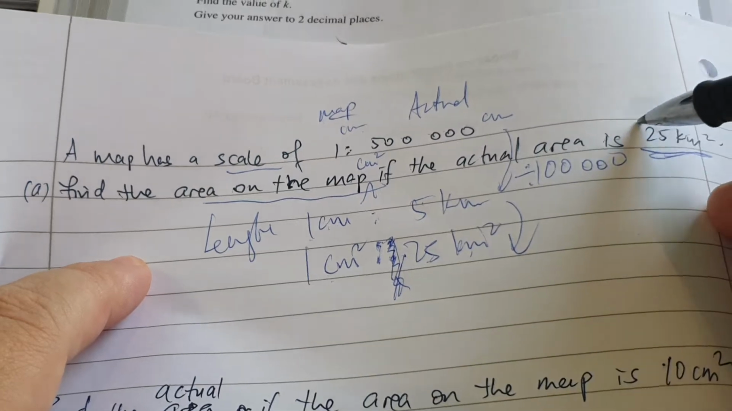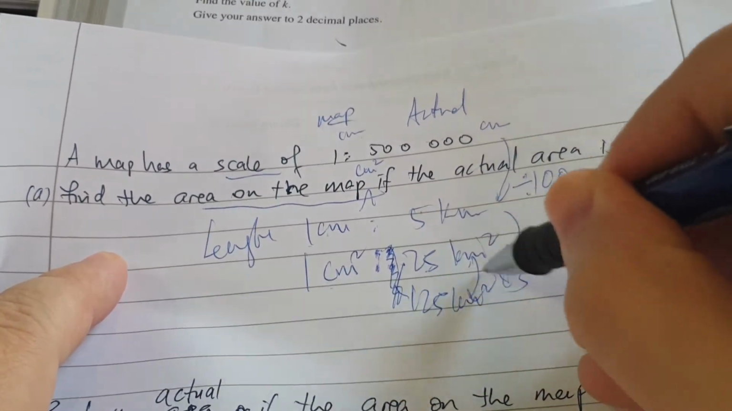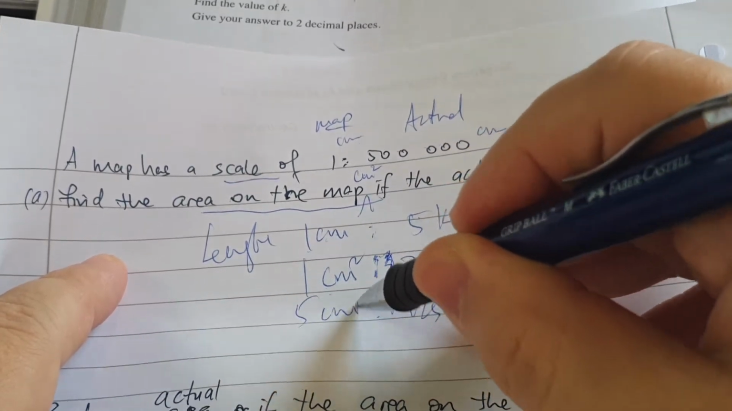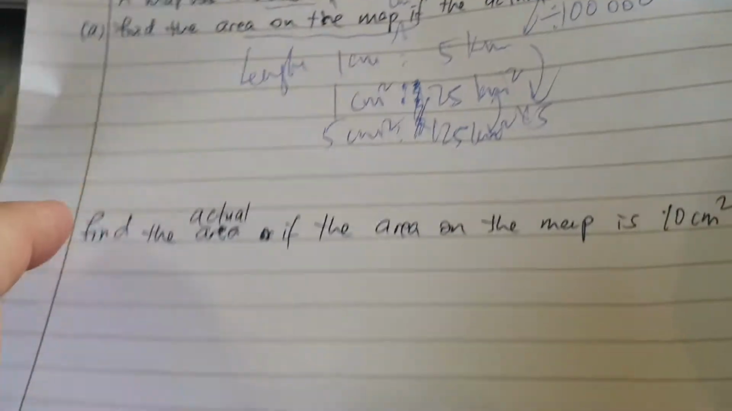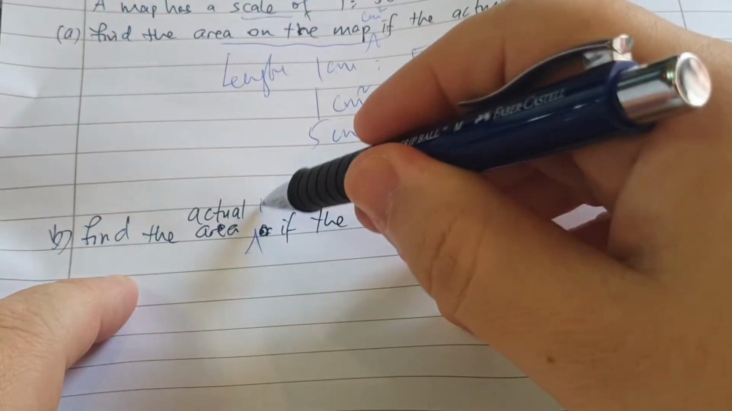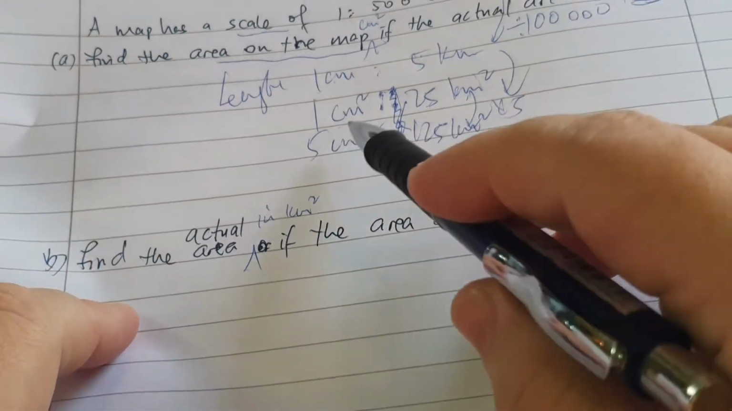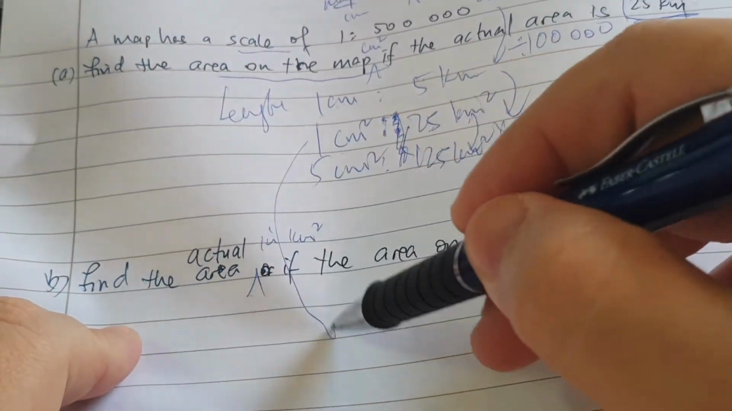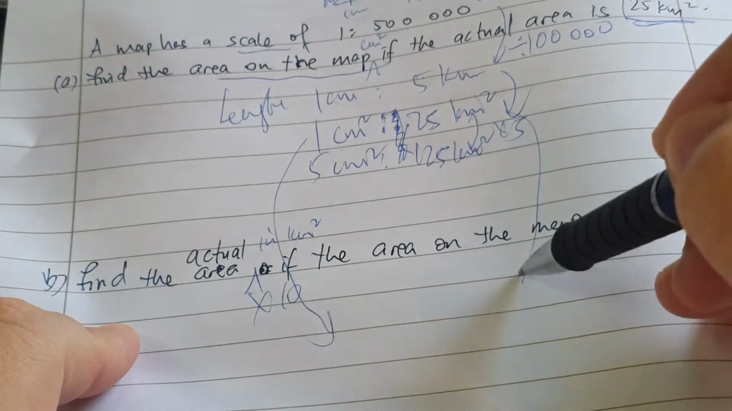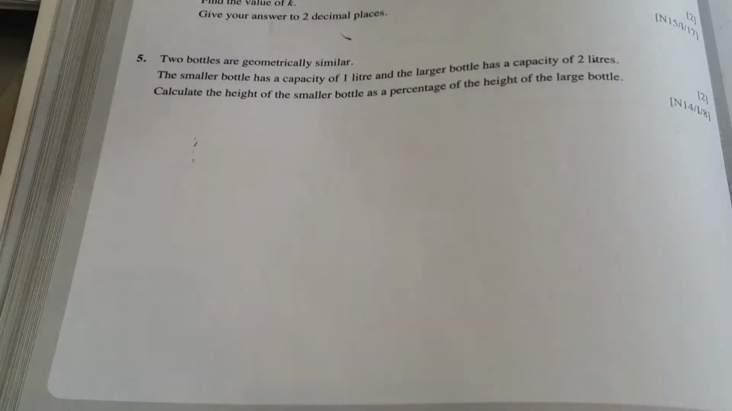Okay, if they want 125, then you times 5. Then this will be 5. Okay, finish. Then find the actual area in kilometer square. If the area on the map is this, very simple. You already have this, right? Then you times 10, then get the answer already. Okay, finish.